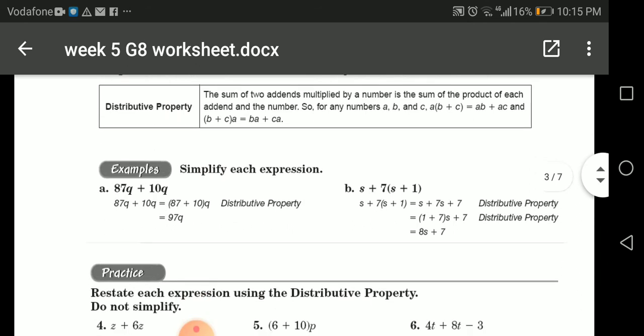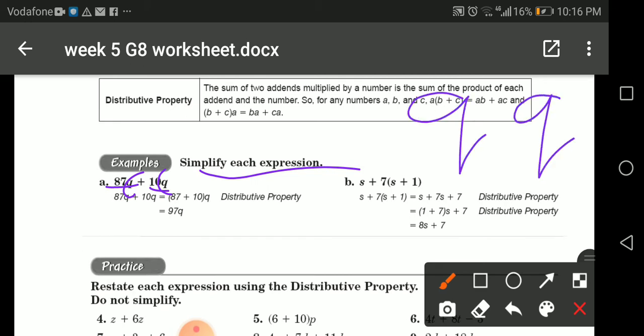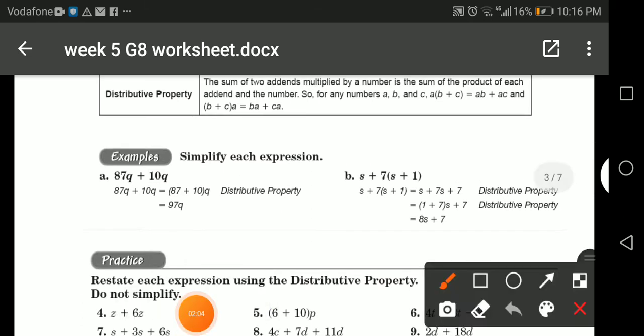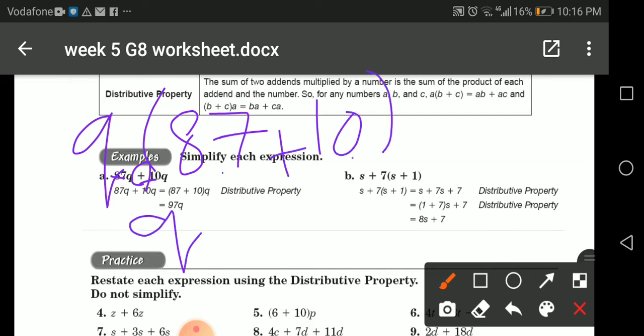In example 1, I have 87q plus 10q. Simplify each expression. What are the like terms here? We have q and q, right? So use your distributive property, guys. Put q outside, and then put 87 and 10 with a plus between them: 87 plus 10. 87 plus 10 gives you 97. So the answer is 97q.